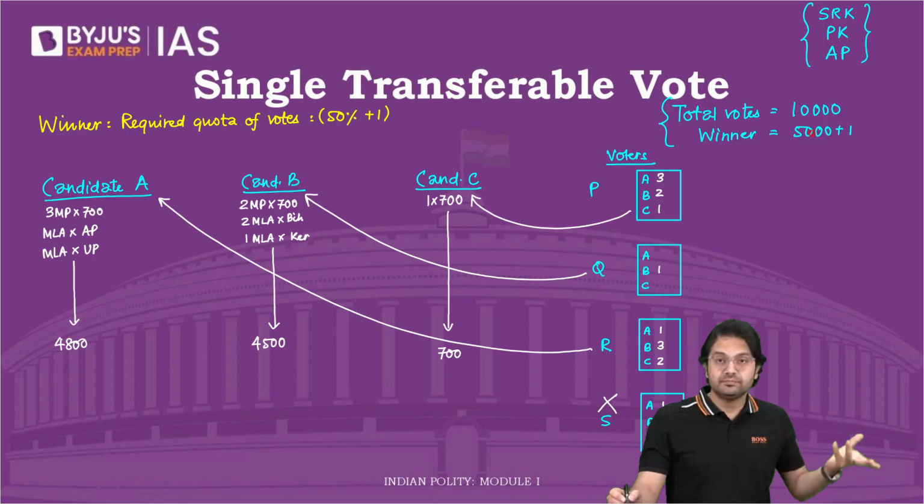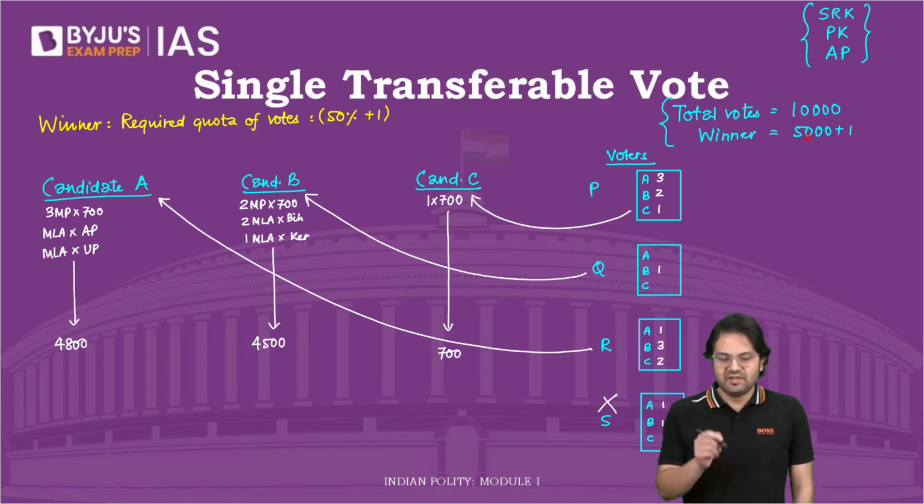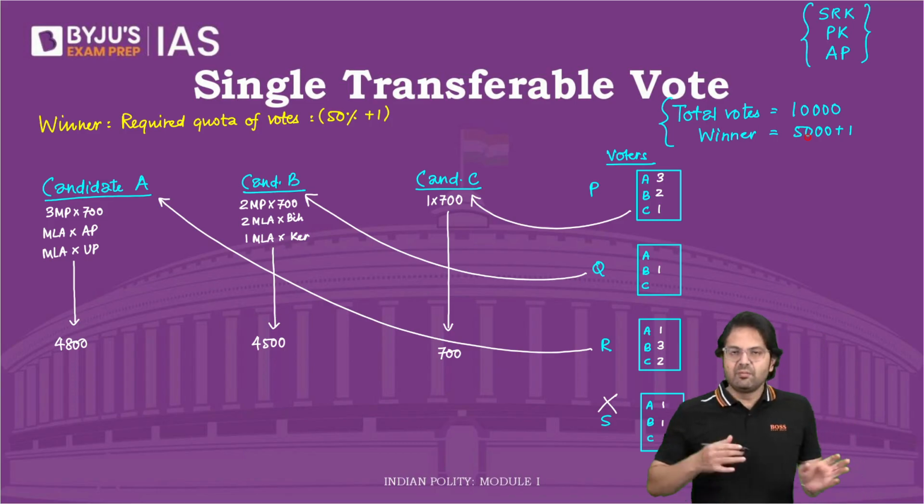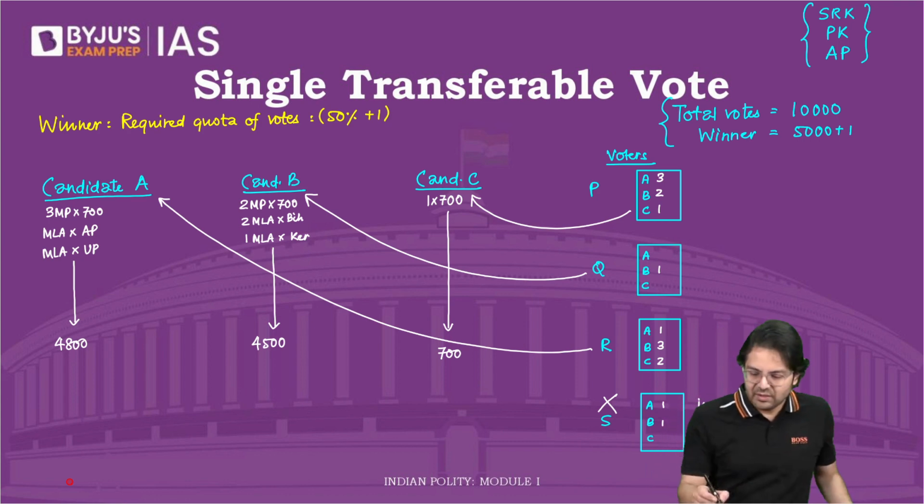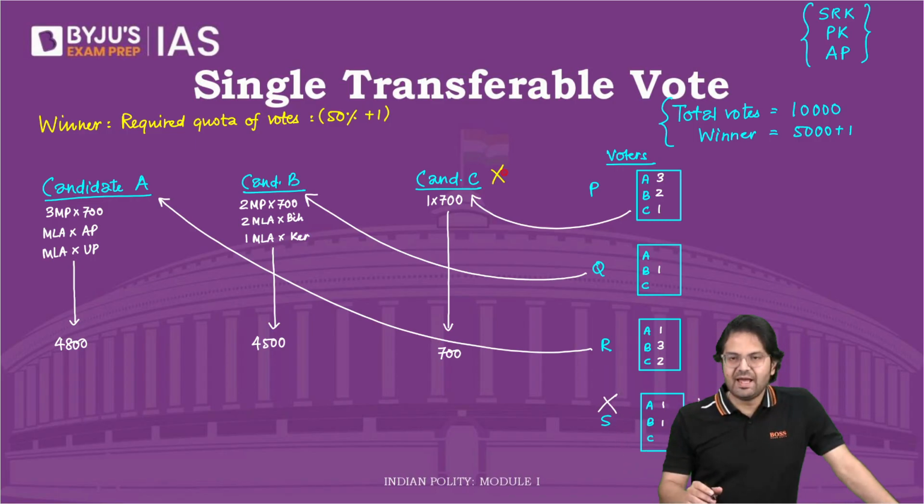Clear? Then what do we do? Now, second round starts. Now comes the concept of transferable vote. Single transferable vote. So, here what will happen is, we will remove the worst performer. Somebody who has received the least votes is thrown out. See, you are useless. You are being removed out of the race. Okay. C has been removed from the race.